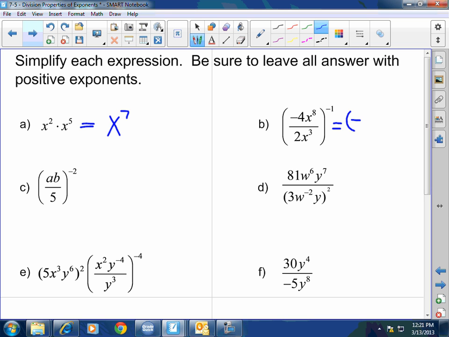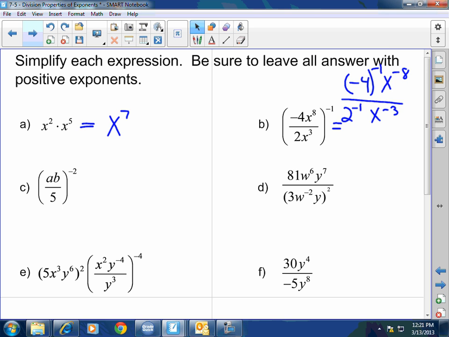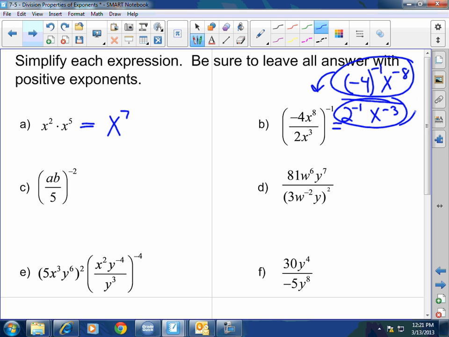Negative 4 in parentheses to the negative 1. Good. X to the negative 8. Good. 2 to the negative 1. X to the negative 3. Okay. Now what do I do with that? You're going to bring down all of this, right? You're going to bring it down. And what are you going to do with all of this? Bring it up. Good man.